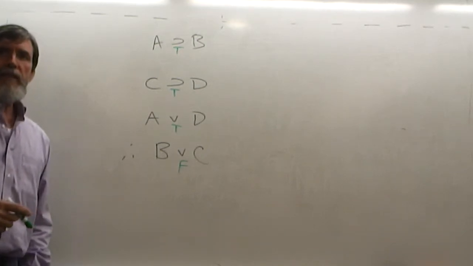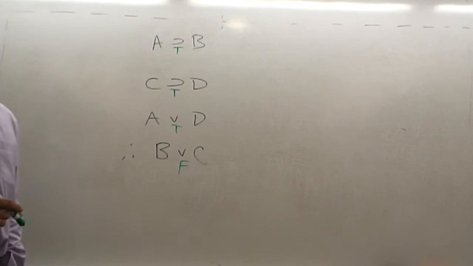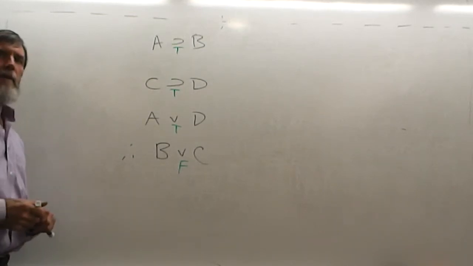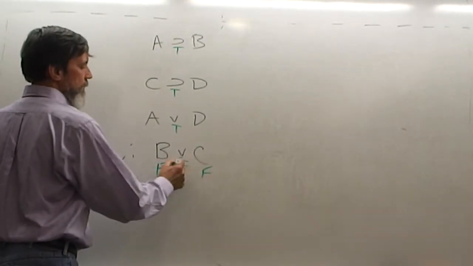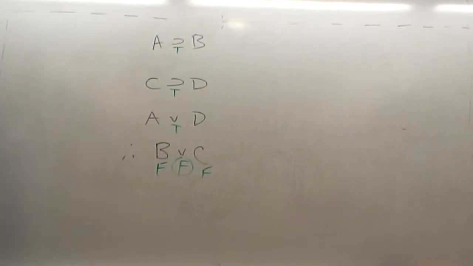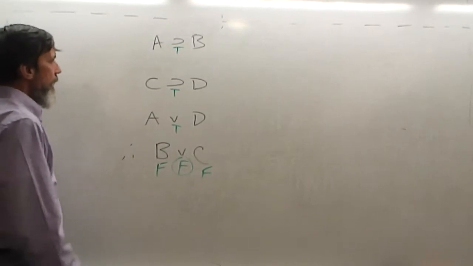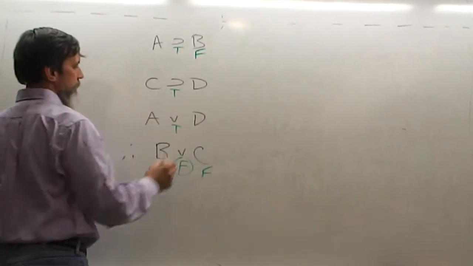Only one place to proceed here, and that would be with the conclusion. Only one way for a wedge to be false. That's if both disjuncts are false. So we're going to transfer those truth values to any other occurrences of B and C. There's a B. There's a C.